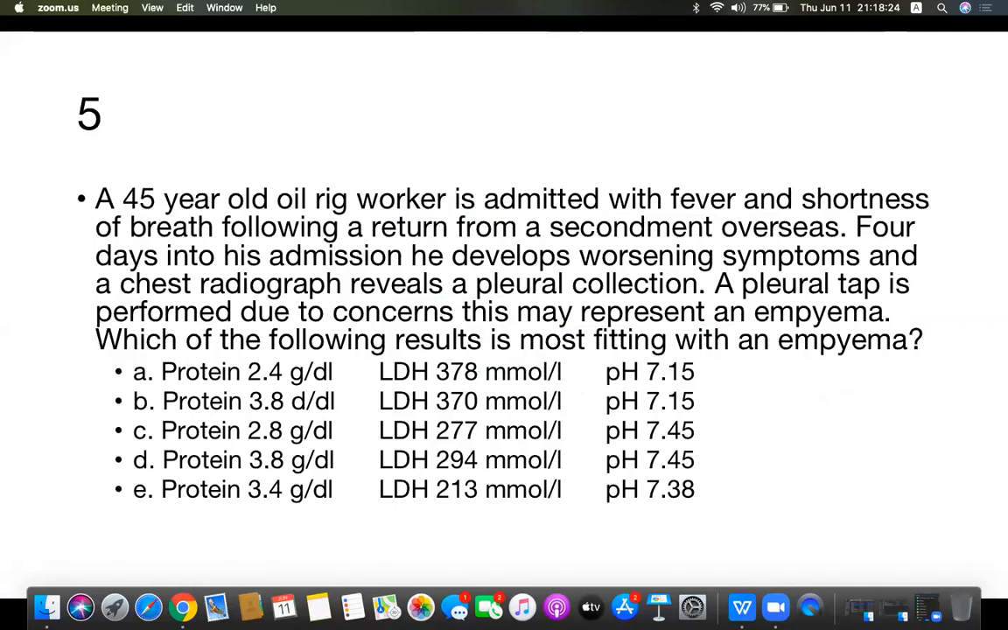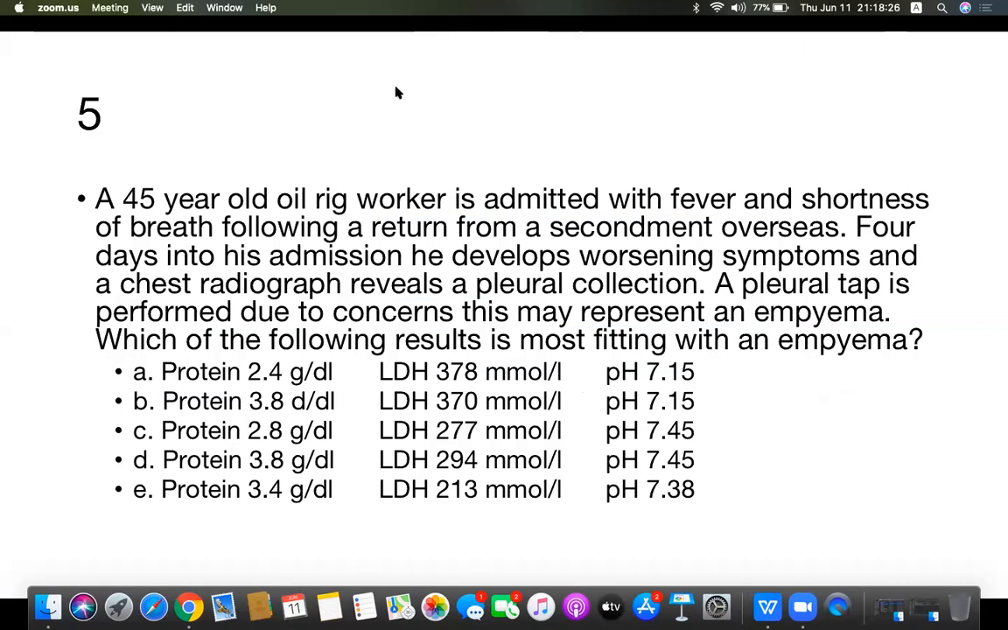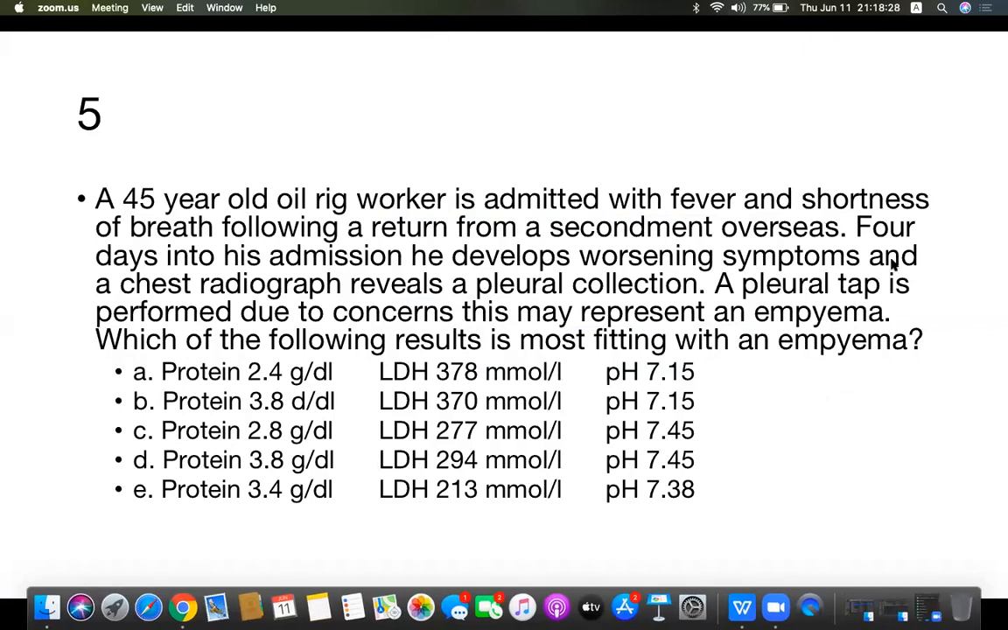Look at this case now. Now this case is from the respiratory system.